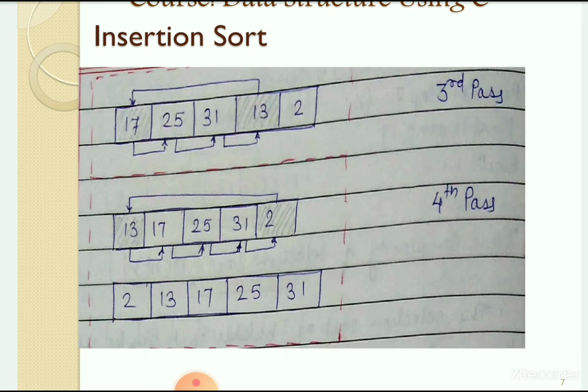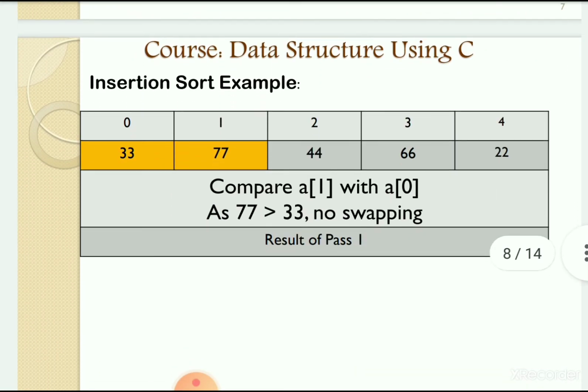So this is the sorted array after all the passes. 4 passes are required, like all the others. If there are 5 elements, you require 4 passes. This is also one example.